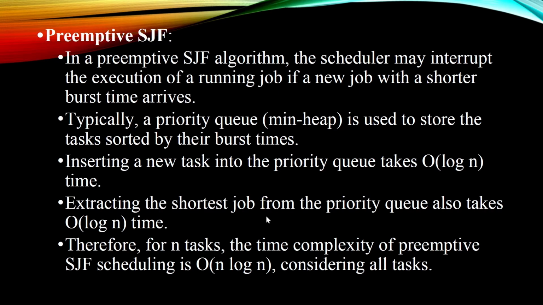So, typically, a priority queue is used to store the tasks sorted by the burst times. And then inserting a new task into the priority queue takes O(log n) time, as well as extracting the shortest job from the priority queue also takes O(log n) time. So the time complexity for preemptive SJF will be O(n log n), considering all the tasks.